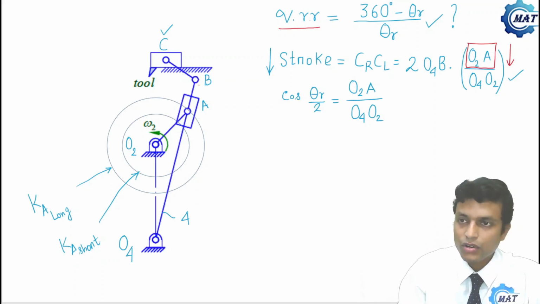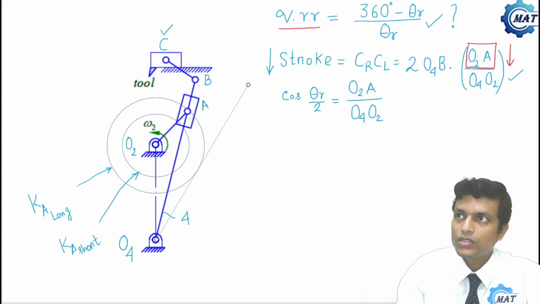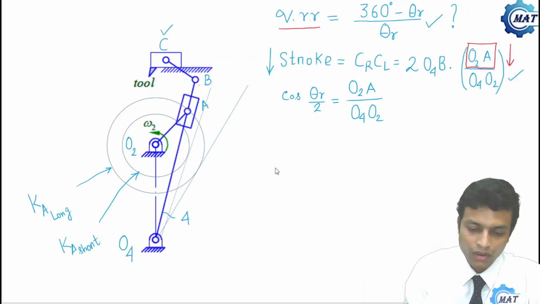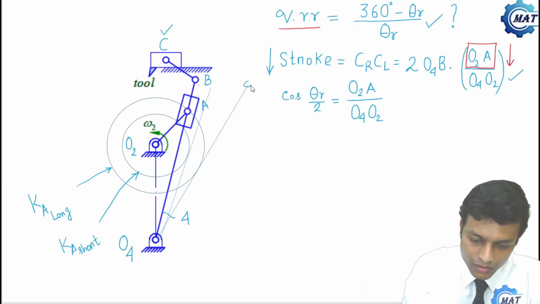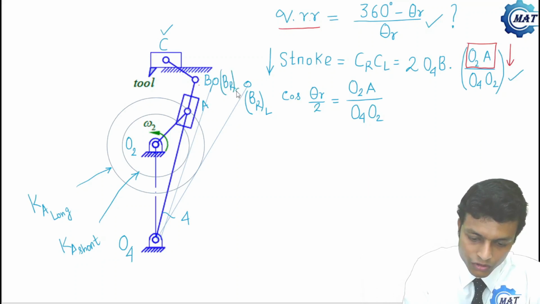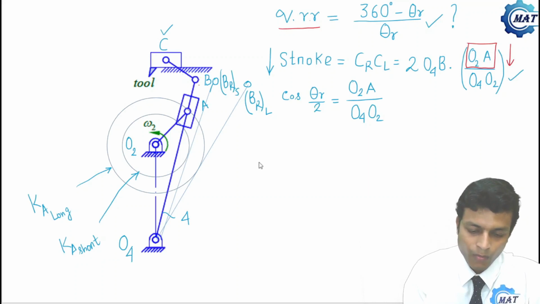So let us draw the tangents. So this is one orientation, and another orientation will be like this. So this is BR for long crank, and this is, let us consider, BR for shorter crank. So these are two tangents.